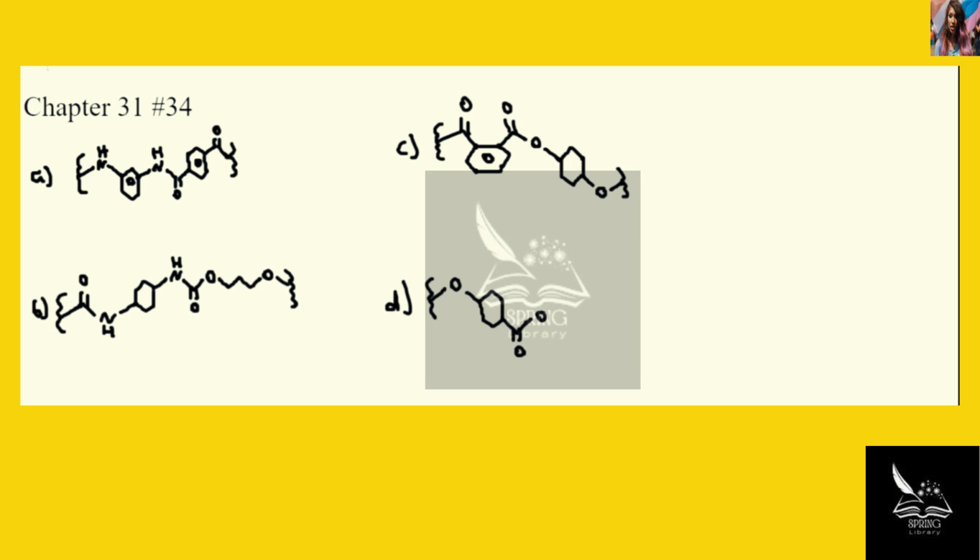And I'll actually go ahead and draw a second subunit in this as well. So there we go. That's two. So for all the others, I just drew one. But since this is just a single monomer in this case, I drew two, just so that you could see how they're linked together a little more apparently. And so that's the answer to chapter 31, problem number 34.